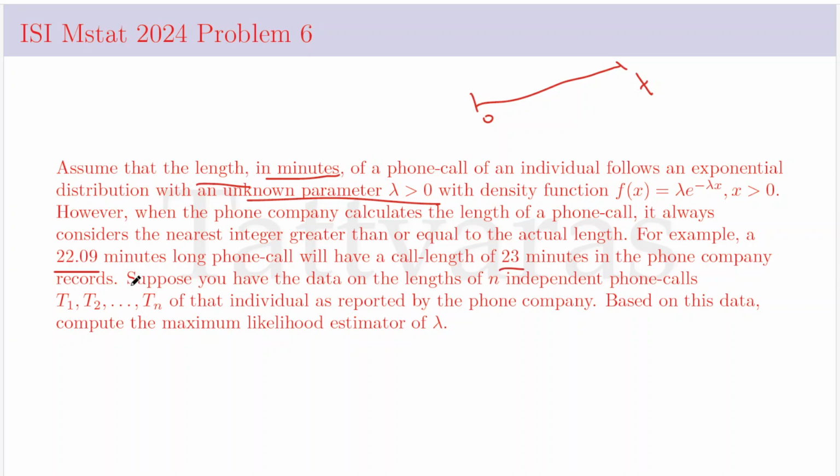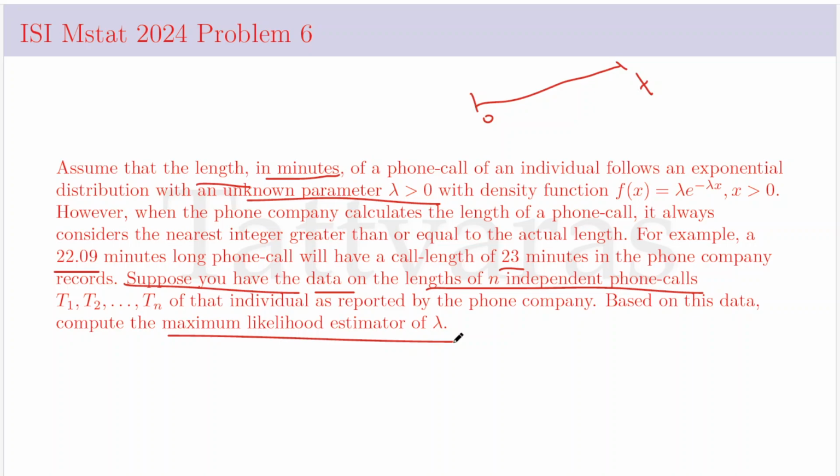So the question is that suppose we have data on the lengths of n independent phone calls. They are random observations, as recorded by the phone company. Suppose we denote them using T1 up to Tn. Based on this data, we have to compute the maximum likelihood estimator of lambda.